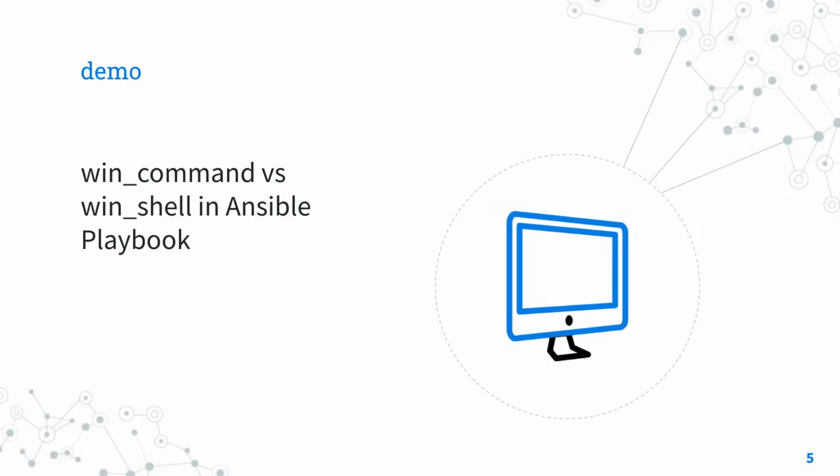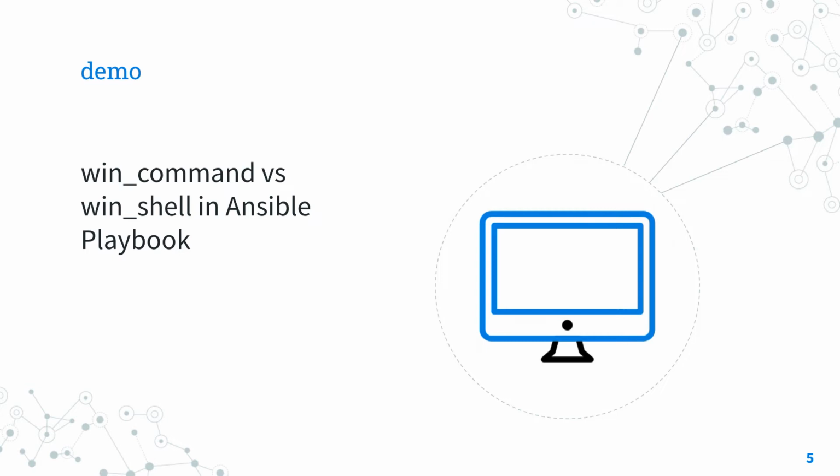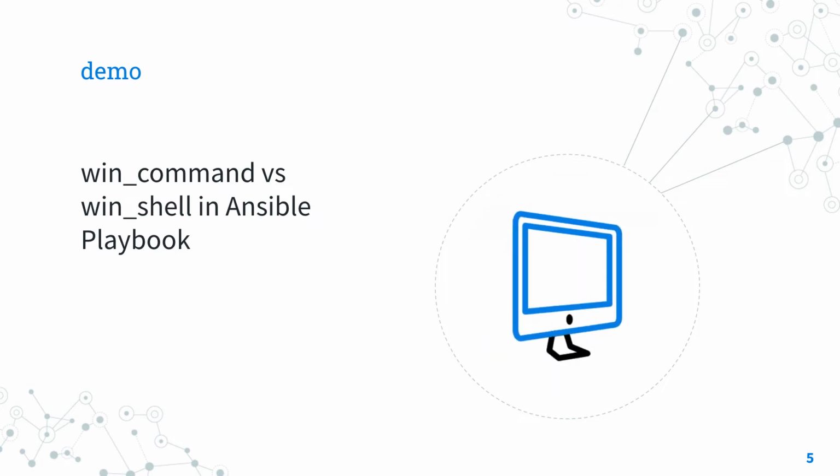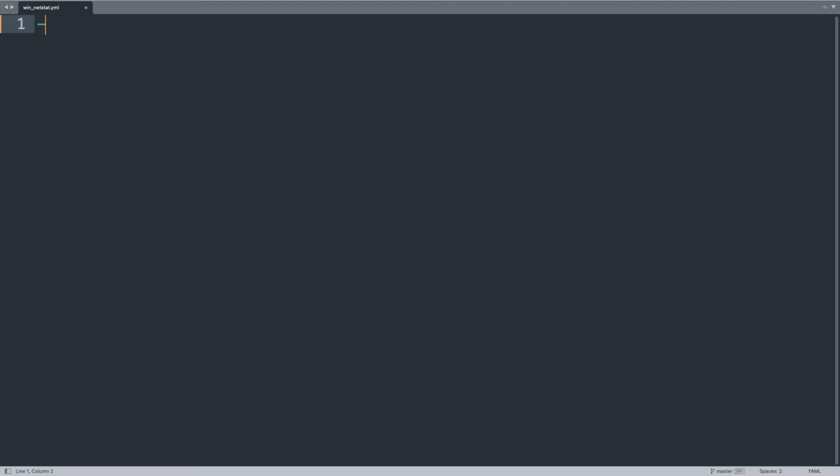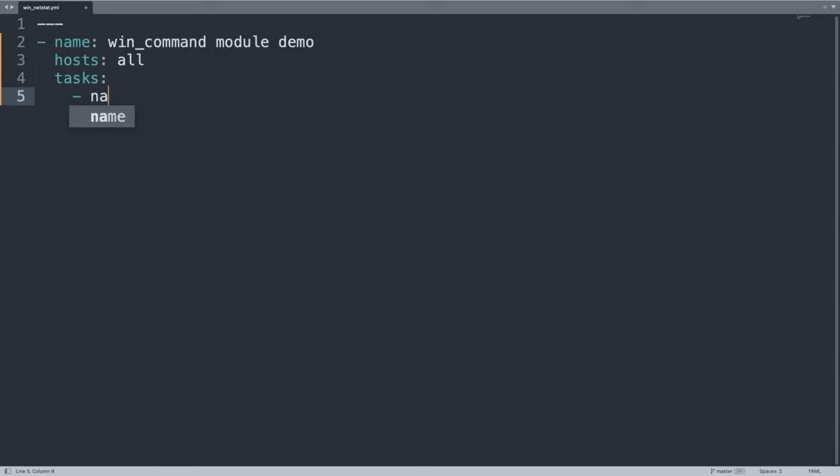Demo time. Let me show you the difference between win_command and win_shell Ansible module in an Ansible playbook. Welcome to my editor. I'm going to show you one simple Ansible playbook to execute a command on the target machine, for example, netstat. So let's begin our playbook with one play named win_command module demo that is going to target hosts all of my inventory.